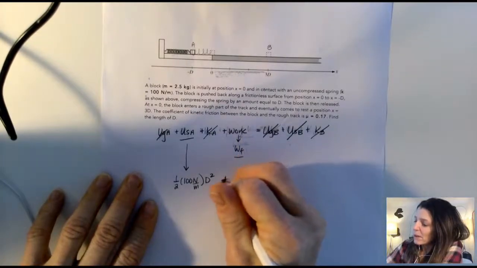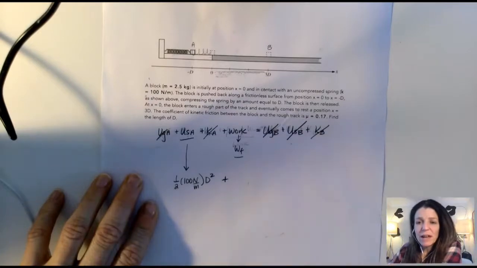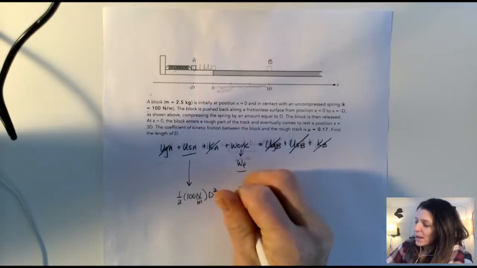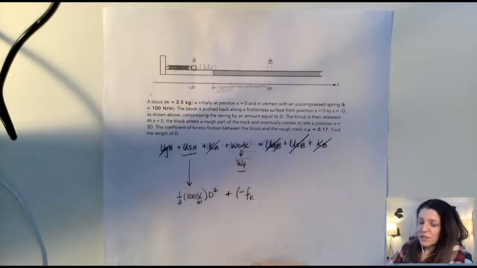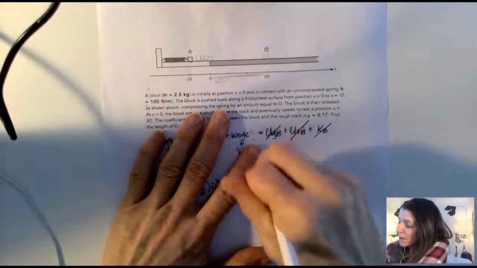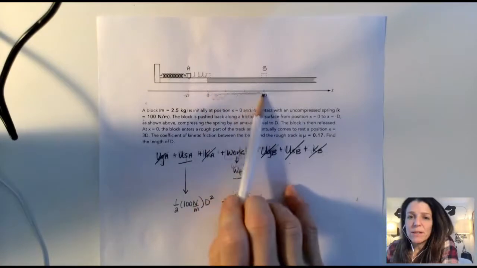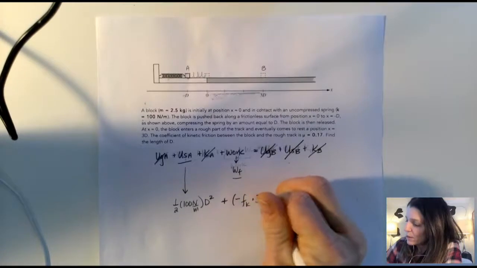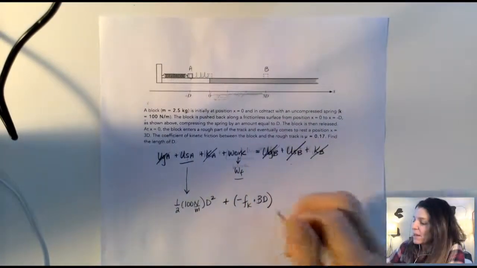Now we have the work done by friction. And we know that friction acts opposite the displacement, right? The block's traveling forward, friction acts backwards, so we know that's going to be negative work. The angle between the displacement and the force is 180 degrees. So that's going to be negative kinetic friction force, which we will have to calculate, times the distance over which it acts. But what is the distance over which it acts? Well, the friction acts from point 0 to point 3d, so the total distance is 3d.